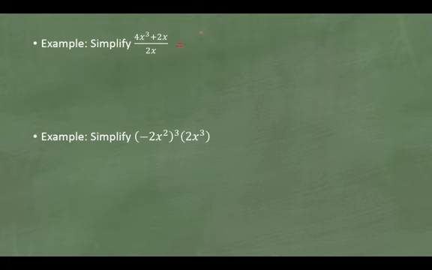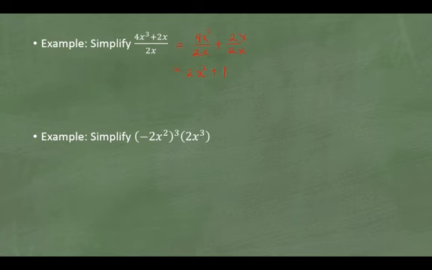Okay. For this division problem, we're going to just simplify term by term. 4x cubed over 2x plus 2x over 2x. 4 divided by 2 is 2. x cubed divided by x is x squared. 2 divided by 2 is 1. And x divided by x is 1.